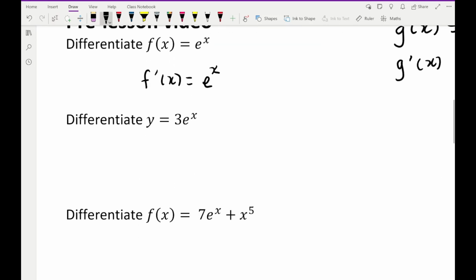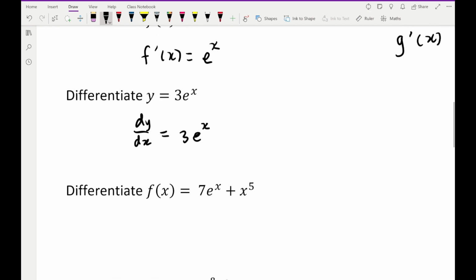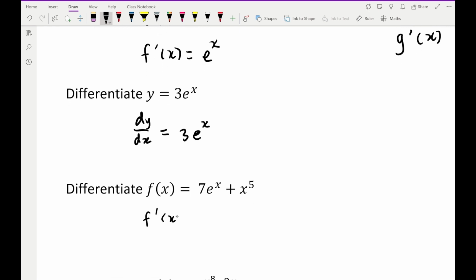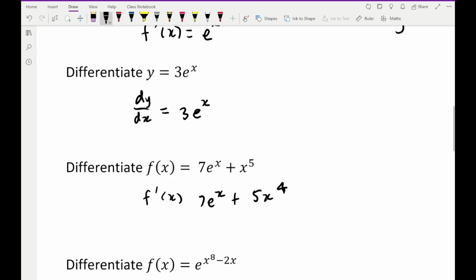y equals 3e to the x, so dy/dx. This is going to be, the 3 is just going to stay out the front, and you still get e to the x. Next one, f of x is that, f dash of x. So again, the 7 will stay out the front, and then you just differentiate the next bit, 5x to the 4. So you can still differentiate piece by piece here.